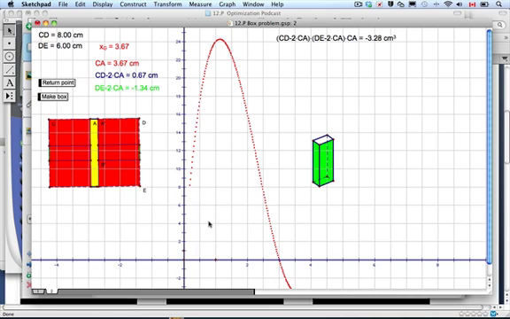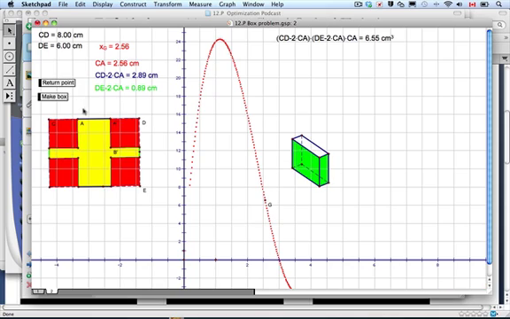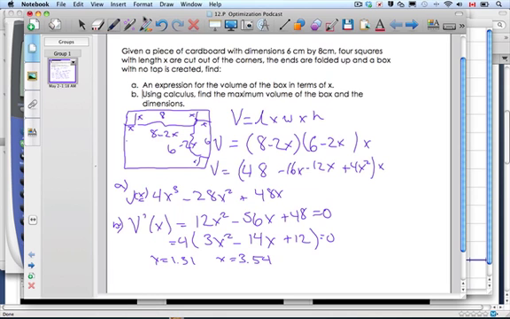So even though that minimum exists, it doesn't seem to make much sense. Because if this distance here is 6, I can't cut out 3.5 from one side and 3.5 from the other side, because that's more than 6. So the domain of this volume function really is from 0 to 3. So I can ignore this value. And so if I want to find the maximum volume, I plug 1.31 into V.